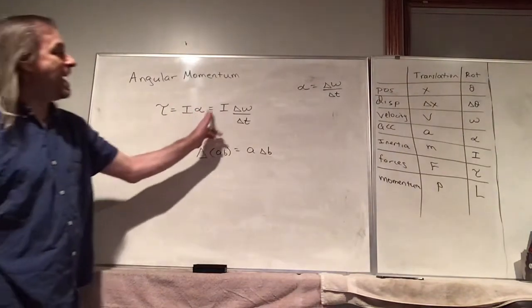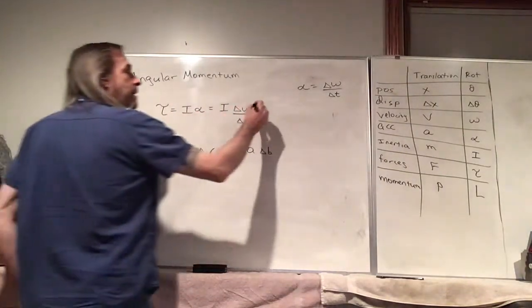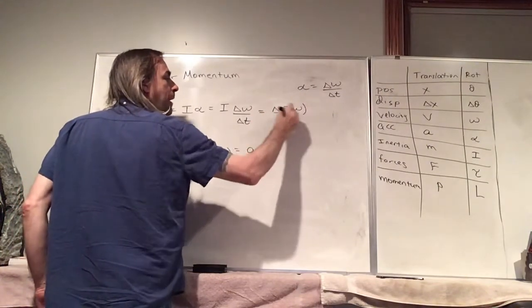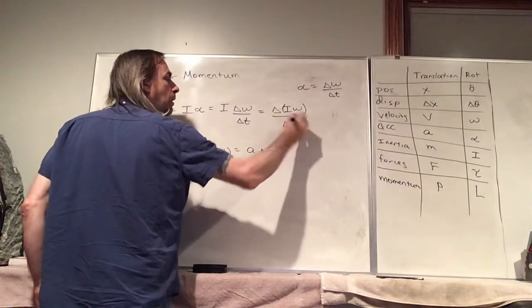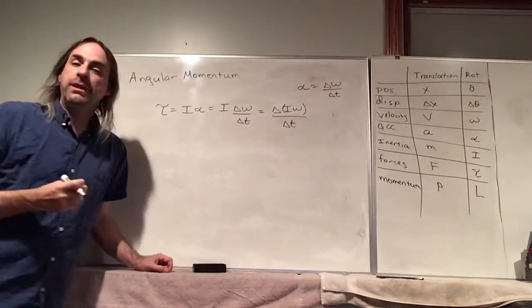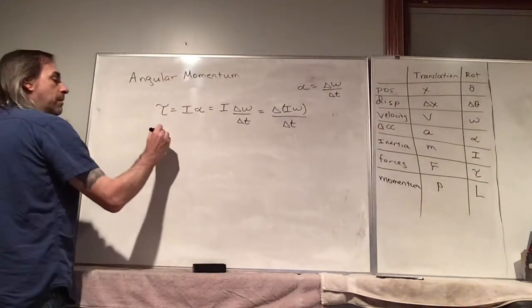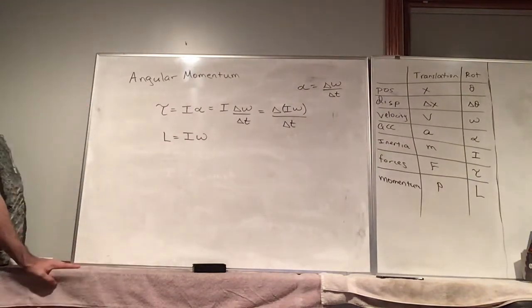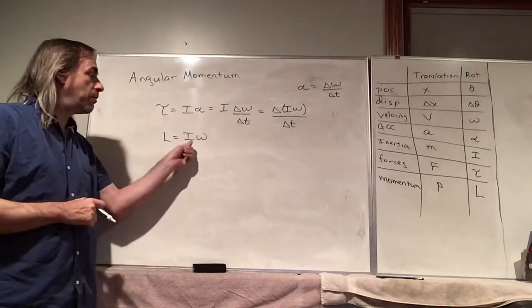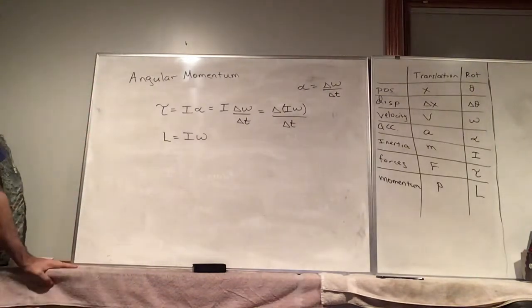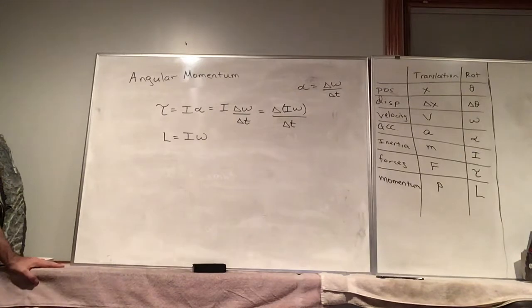So what we can do is move this I into the delta. So we can say that this is delta I omega over delta t. And we're going to define this quantity I omega to be angular momentum. So just like momentum is mass times velocity, replace mass with moment of inertia and velocity with angular velocity, and just continue what we've been doing by making these substitutions.